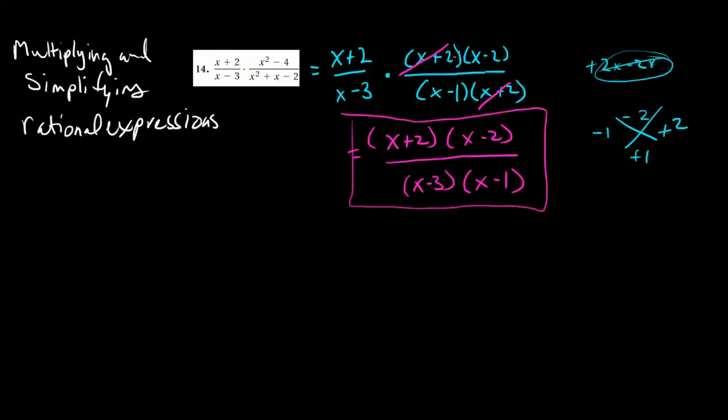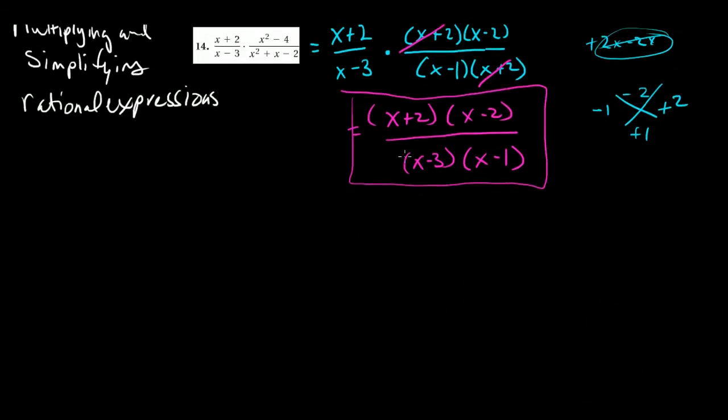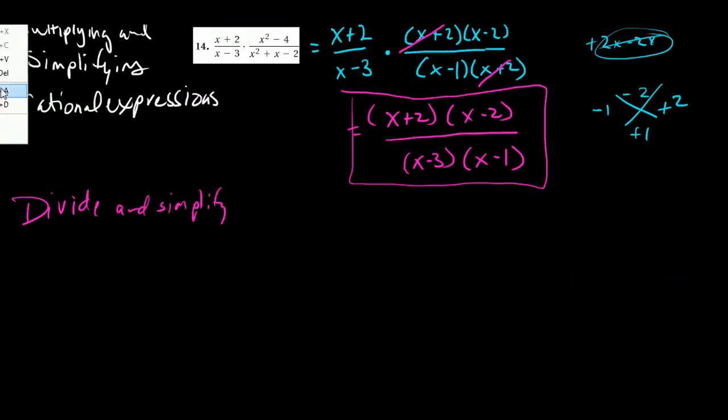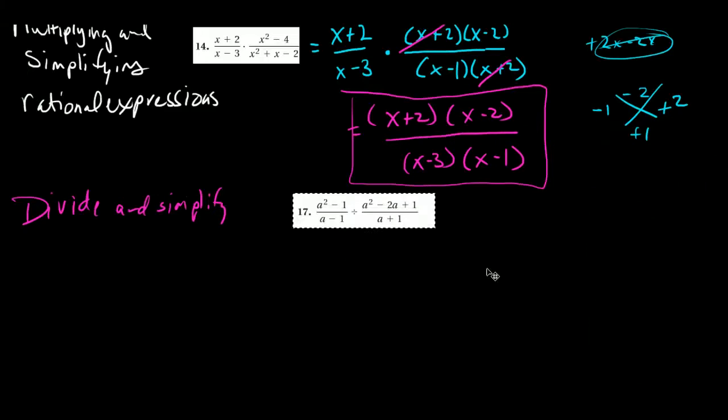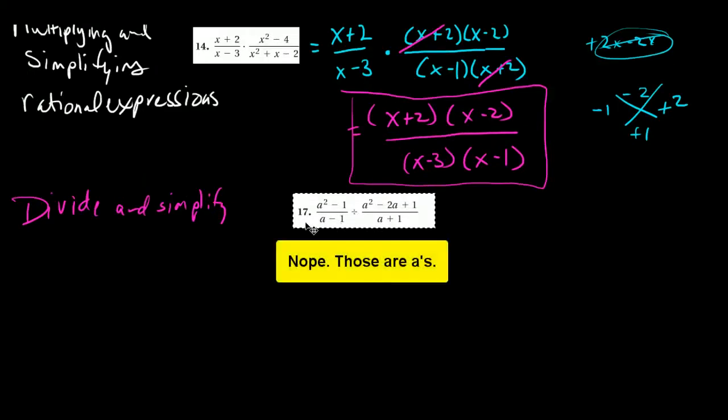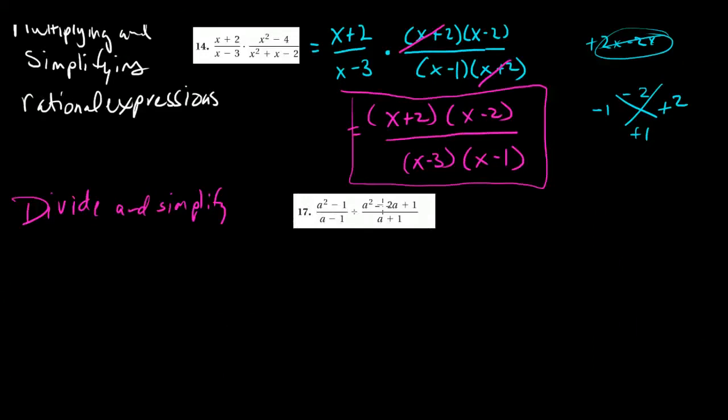Looks like we have a little bit of extra time, which is always fun for me. So let's try dividing. Let's divide and simplify. Shall we? We shall. So here's our expression. It is a squared minus 1 over a minus 1, and then we have that divided by a squared minus 2a plus 1 over a plus 1.